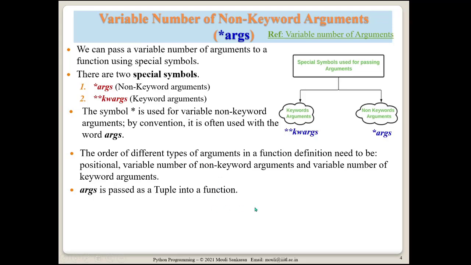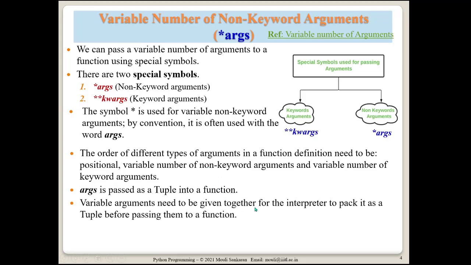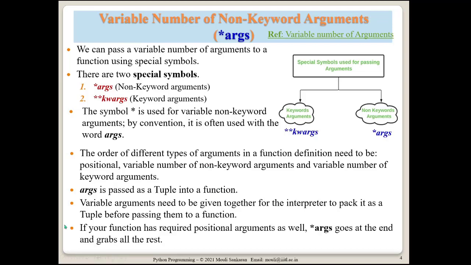Now args, I told you that it is going in as a tuple object, and then internally expanded to know the individual parameters that you are passing. And if your function has required positional argument as well, args goes at the end and grabs all the rest. So if suppose you have a positional argument also, then the rest of the parameters will be grabbed as args. Okay, this example we have already seen.